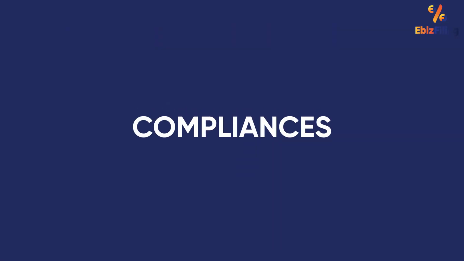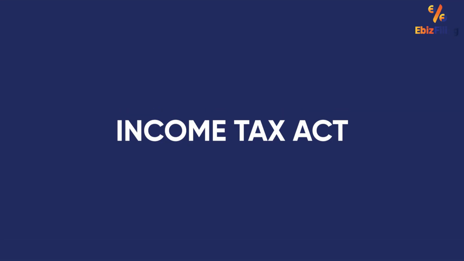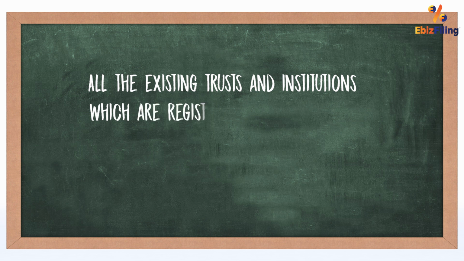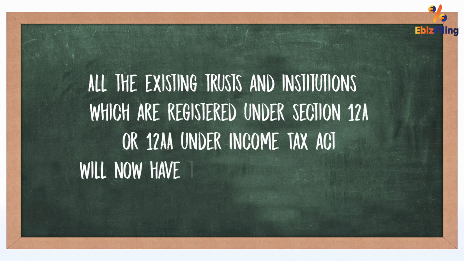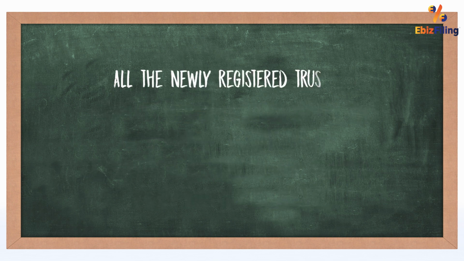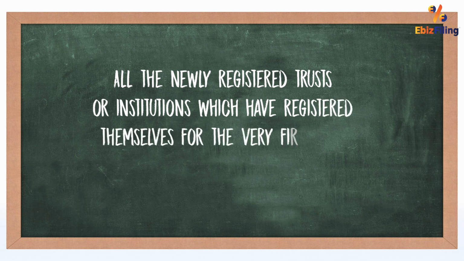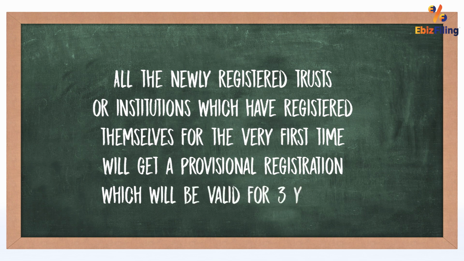The newer compliances under Section 12A and Section 12AA of the Income Tax Act. Well, all the existing trusts and institutions which are registered under Section 12A or 12AA under the Income Tax Act will now have to move to the new provision, Section 12AB, with effect from 1st January 2021. All the newly registered trusts or institutions which have registered themselves for the very first time will get a provisional registration which will be valid for 3 years.